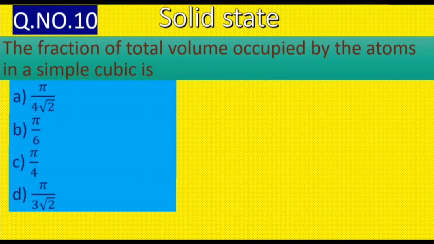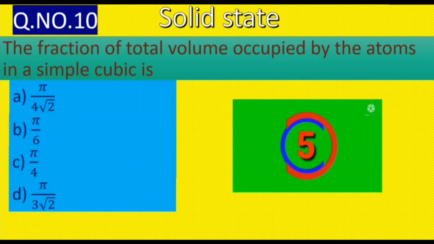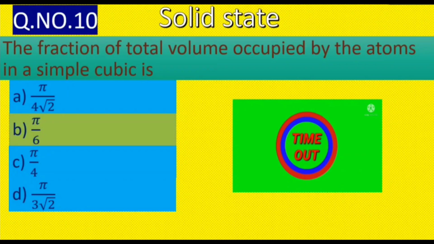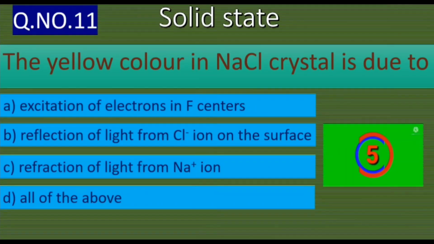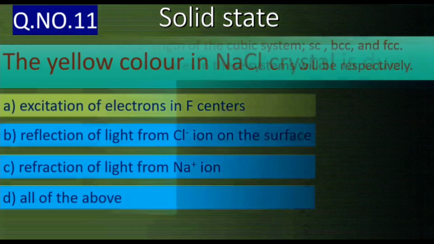Question number 10. The fraction of total volume occupied by the atoms in a simple cubic is. Answer, B, pi by 6. Question number 11. The yellow color in NaCl crystal is due to. Answer, option A, excitation of electrons in F centers.